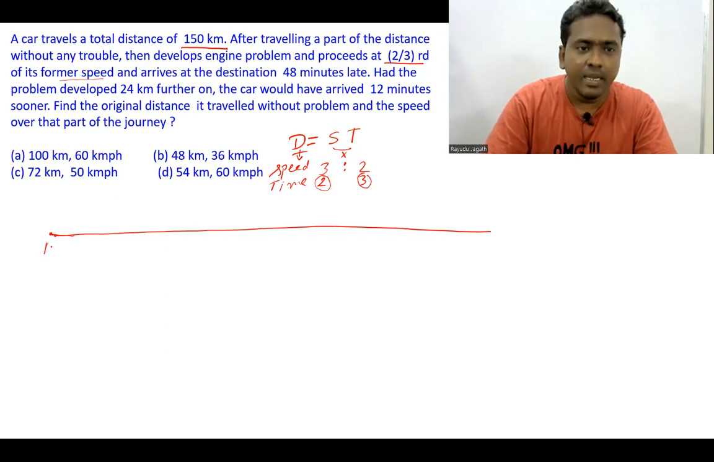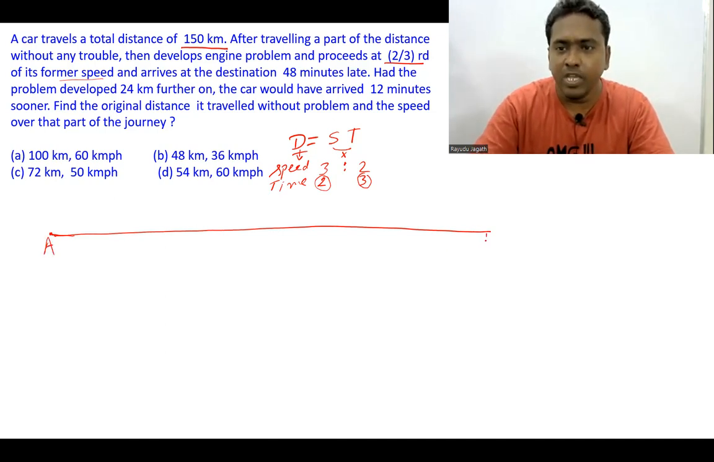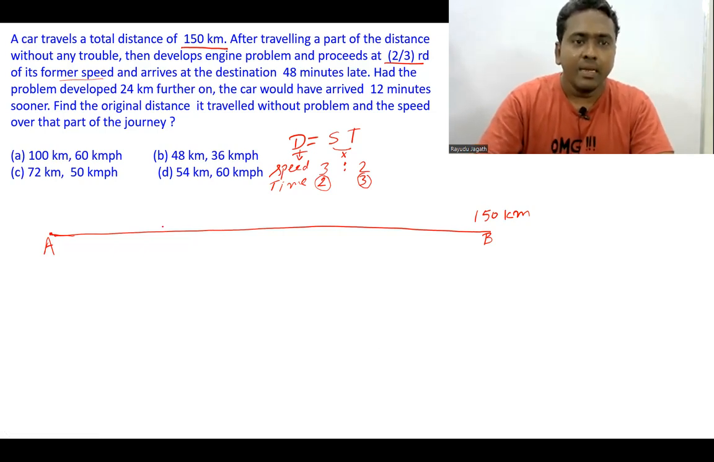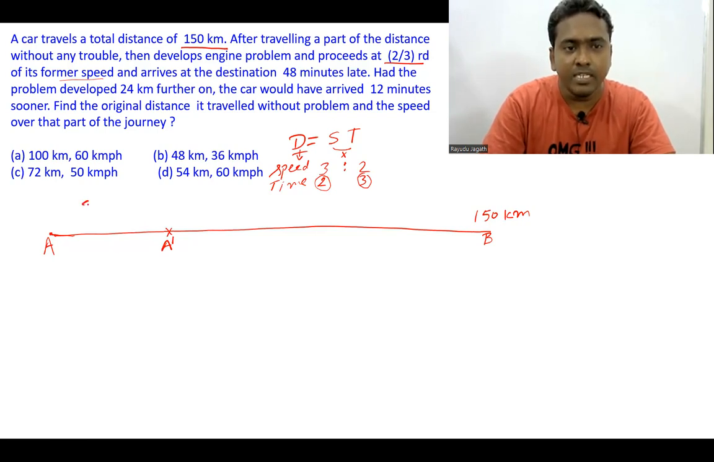This is A, the starting point. This is B, the 150-kilometer point. Here up to A dash there is no fault in the engine. So A to A dash is the distance it moved with some particular scheduled speed S, and it will take some scheduled time. Okay. Now a fault occurs at A dash.